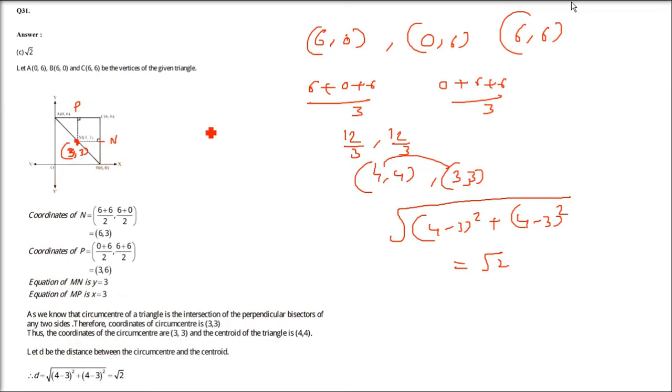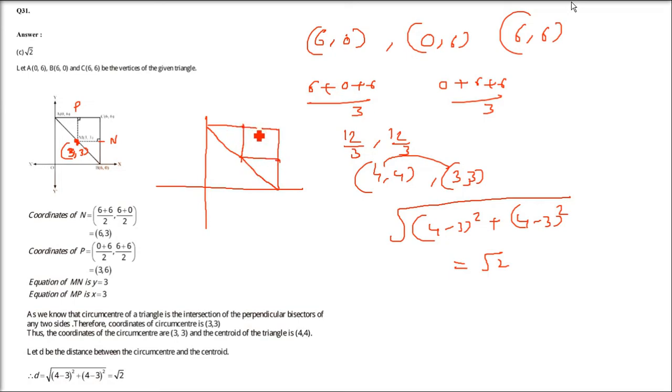So under root 2. Now you have to understand two things here. First is that the triangle is like this. Second is the circumcenter. Circumcenter is the intersection of the perpendicular bisectors of the sides of the triangle. So we found the midpoint of two sides. You can find out the third side also. Because the third side, if you take, this is 0, 6 and 6, 0. So 0 plus 6 by 2 and 6 plus 0 by 2 again will come as 3, 3. So this point is the circumcenter.